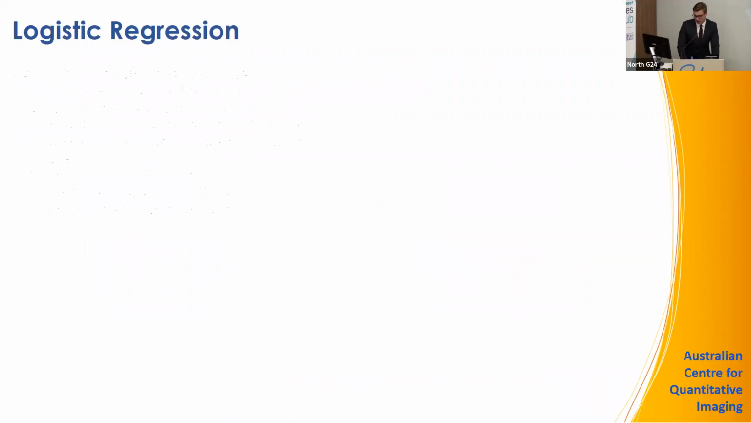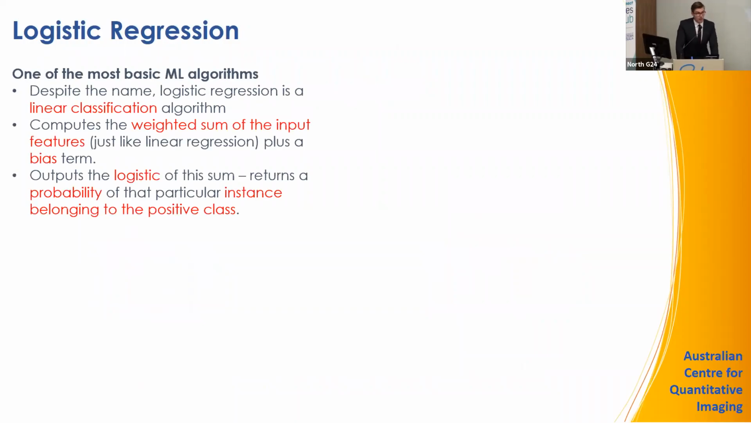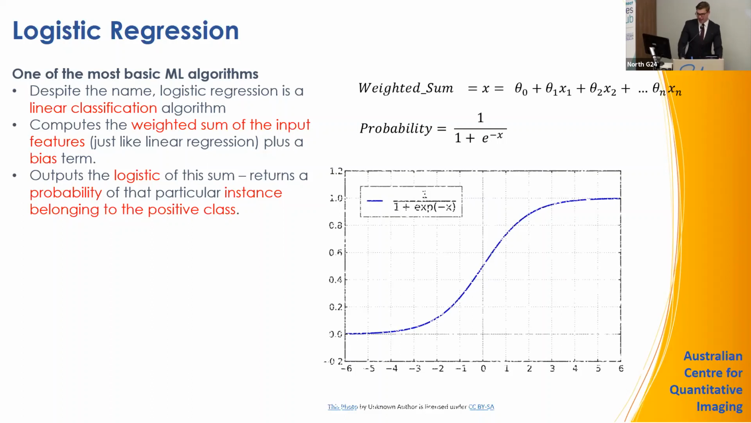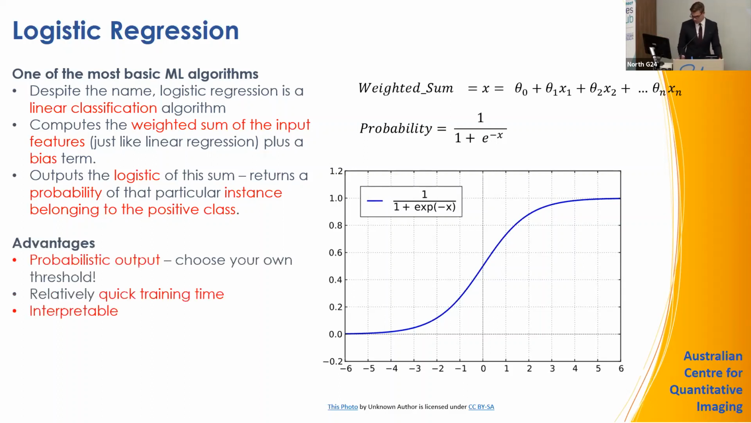So just a few of the common algorithms you might encounter. Logistic regression is one of the most basic. So despite the name, it's actually a linear classification algorithm. And what it does is it computes the weighted sum of input features, just like a linear regression does with a bias term, and it outputs the logistic of this sum. So it returns you a probability of your particular training instance belonging to the positive class. And you can see from the graph there, it outputs a value between 0 and 1.